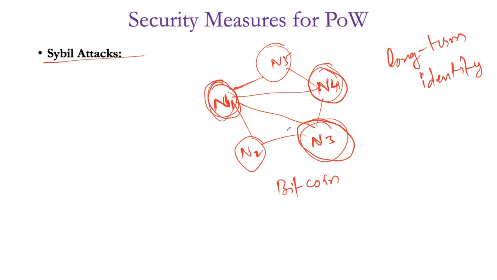So what happens here? They start acting as a malicious node. The copy of N1 is called N3, and the copy of N1 is your N4. So these are adversaries.